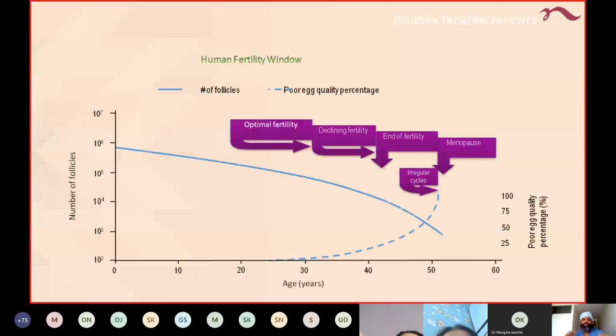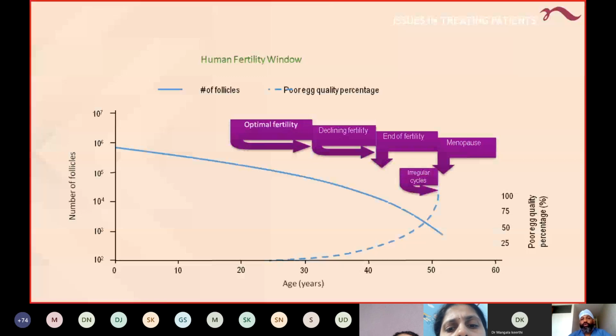And the human fertility window will reduce. The optimal fertility is up to age 32. Then the declining fertility starts. And almost at 40, there is almost the end of fertility, followed by menopause. And there is a fall in the number of follicles as well as the egg quality. So this graph also says the same.